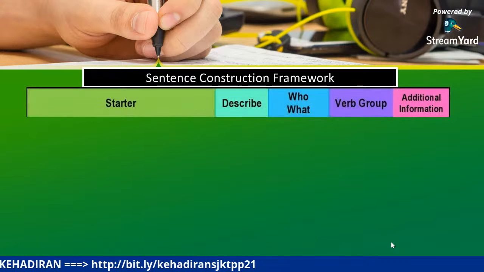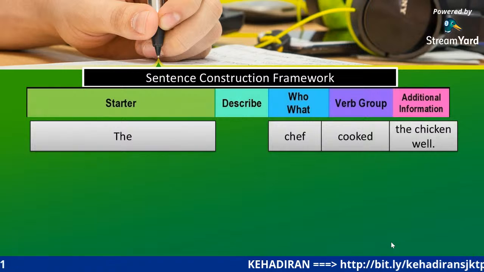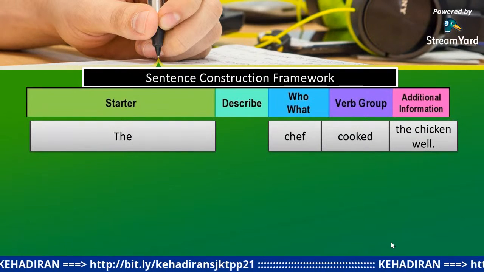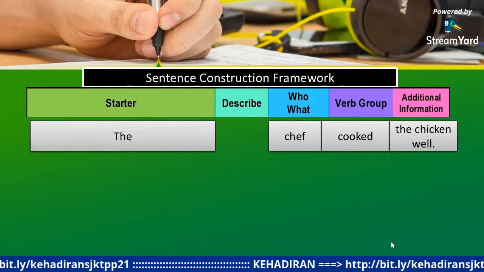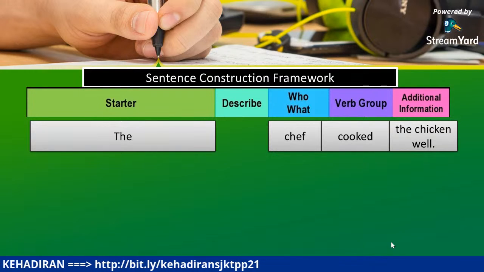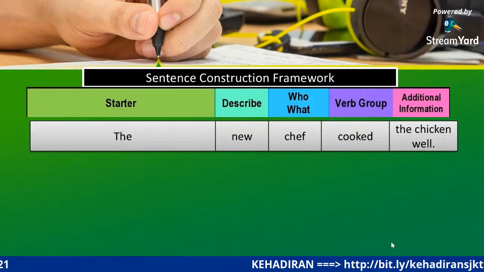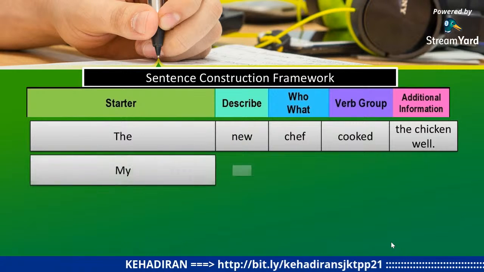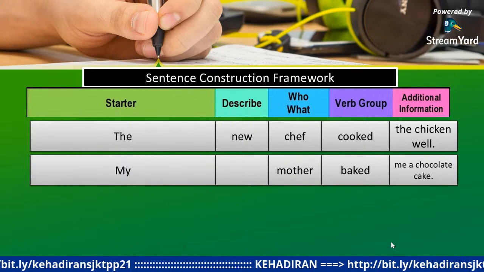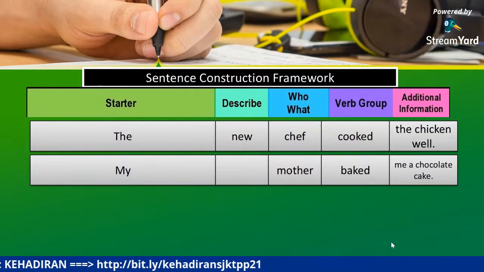Another one, set for you. Chef cooked the chicken well. Can you see that? Now I'm using simple past tense in this framework just to test if it is working. The chef cooked the chicken well. The chef cooked us some chicken for lunch. Okay, which chef? The new chef. My mother baked me a chocolate cake. My mother baked me a strawberry cake. Anything you like.